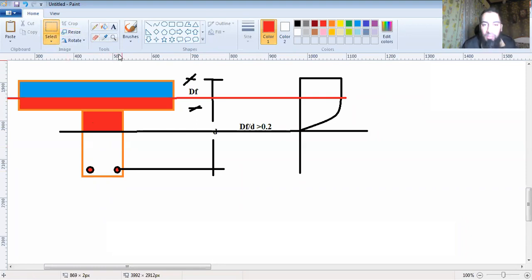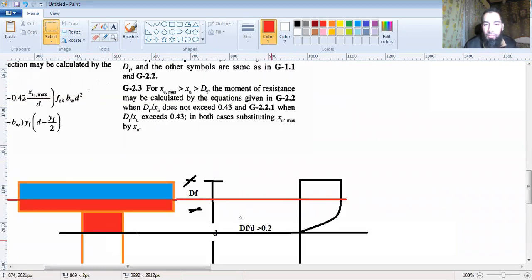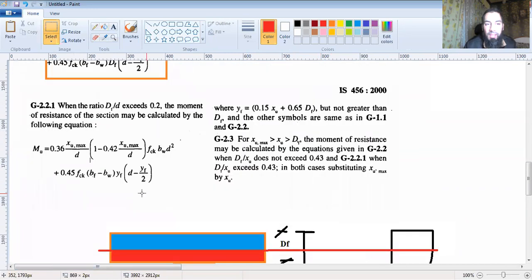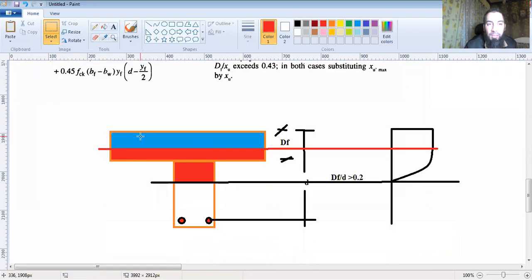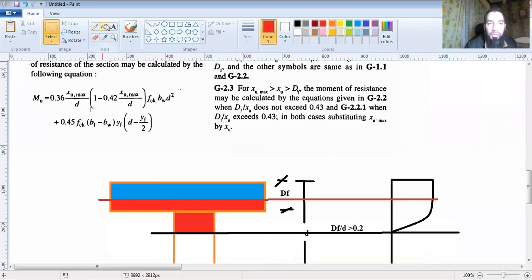So what does the code do? It puts up a new term yf, where yf is 0.15 xu plus 0.65 Df, but not greater than Df, and the other symbols are same as in G11 and G12. So it puts up a new term. So this portion was for the flange.